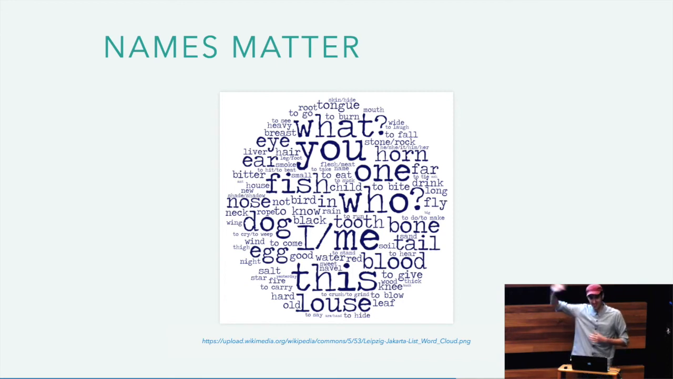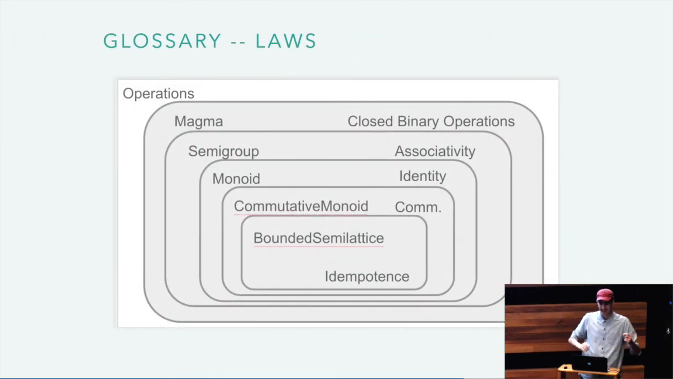So, one last time. There's a bunch of operations in the world. Some of those are magmas. They're closed binary operations. Some of those are semigroups. Associativity, right? Some of those are monoids. They have an identity. Some of those are commutative monoids. They commute. And some of those are bounded semilattices, which means that I can combine things more than once.